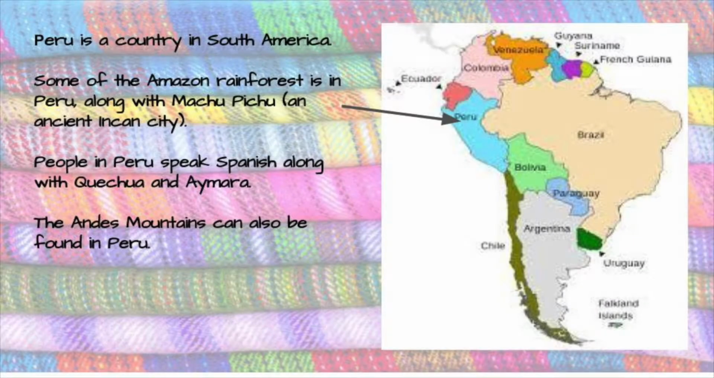Here are a few facts about Peru. Peru is a country in South America. Some of the Amazon rainforest is in Peru, along with an ancient Incan city called Machu Picchu. The people in Peru speak Spanish, along with the languages of Quechua and Aymara. The Andes Mountains can also be found in Peru.